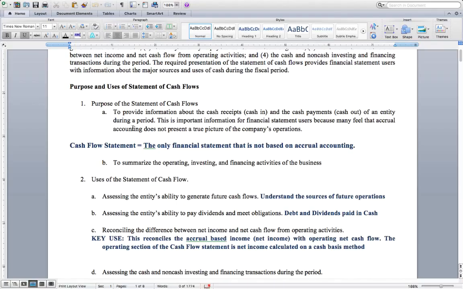The statement of cash flow summarizes the operating, investing, and financing activities of the business. These are the three main types of activities that we're going to discuss in this class, and this is how the information is presented on the statement of cash flows. It is broken up into these three categories of activities.